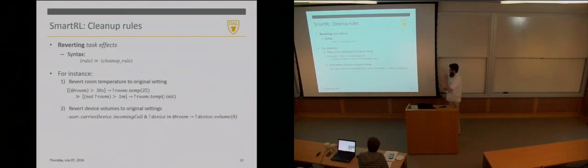This is a bit more of an extensive example. So here we revert device volume back to the original setting. Say, for instance, user Kares' device has an incoming call. For all devices in that room that the user is currently in, we want to set their volume to 0. Right? They're watching TV, they're listening to the radio. These are all smart services hosted on these devices.